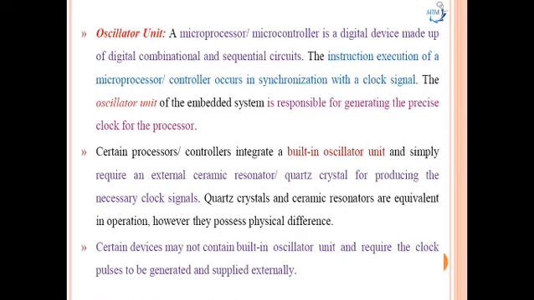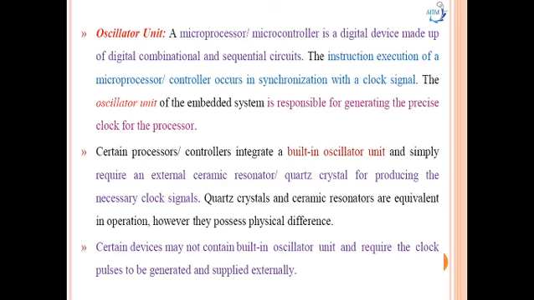And another, that is the other subsystem, is the oscillator unit. A processor or a microcontroller is a digital device made up of digital combinational and sequential circuits. So the instruction execution of the microprocessor or controller occurs in synchronization with a clock signal here. The oscillator unit of the embedded system is responsible for generating the precise clock for the processor, and certain processors or controllers integrate a built-in oscillator unit and simply require an external ceramic resonator or quartz crystal for producing the necessary clock signals here.